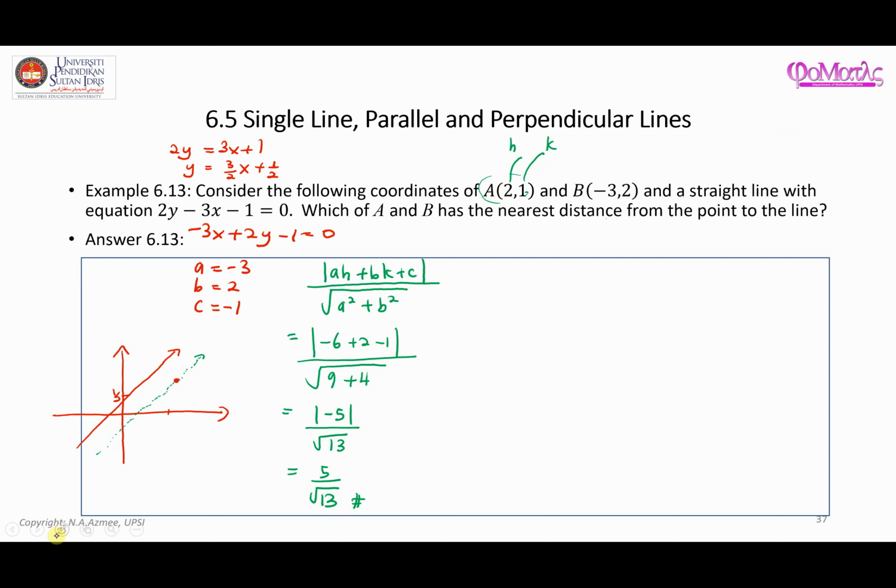Next, we're going to evaluate the distance between this point and this line. This is my new h, this is my new k, and I'm just going to apply the formula again.